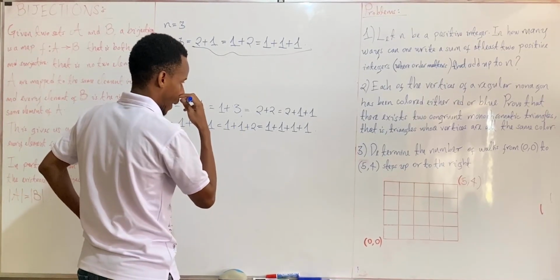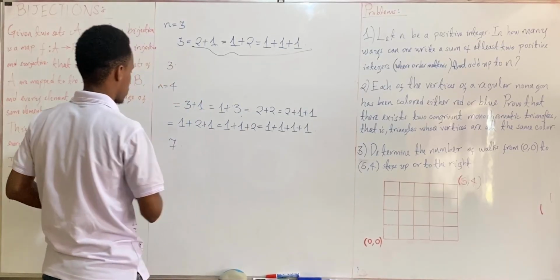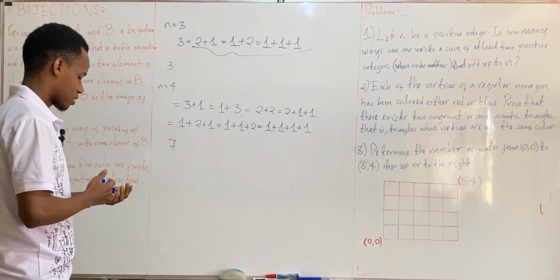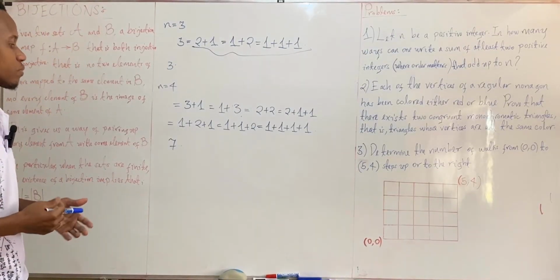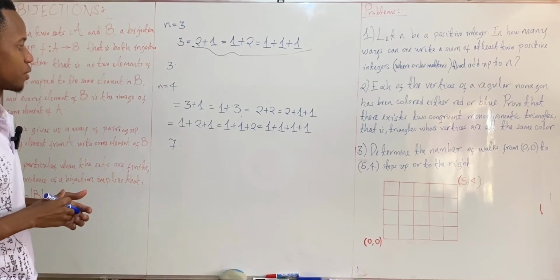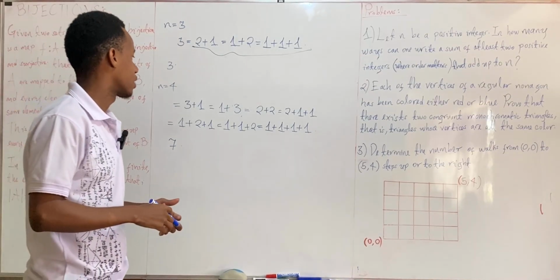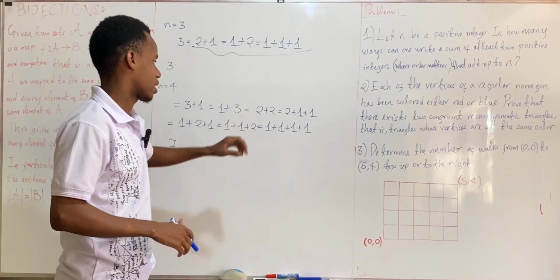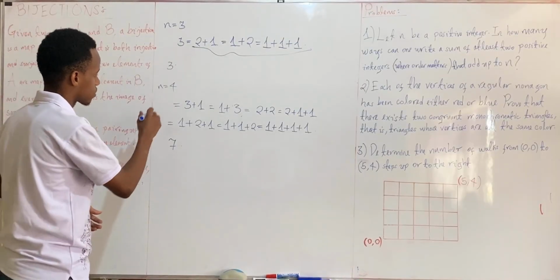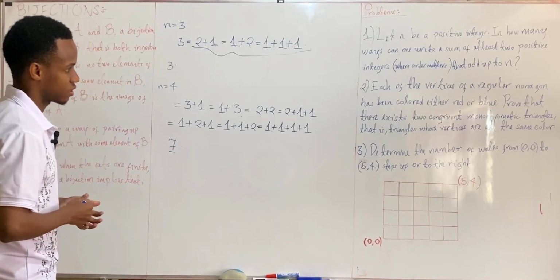So I think that's all of them. So there are 7 possible ways of expressing 4 as a sum of at least 2 positive integers, where you can order the parts of the summands in different orders. So in this case, when n equals 4, the answer is 7.